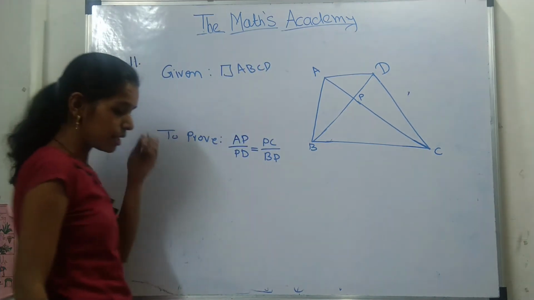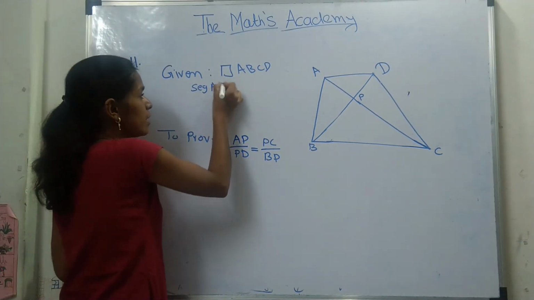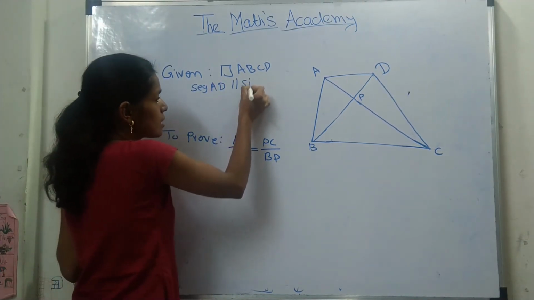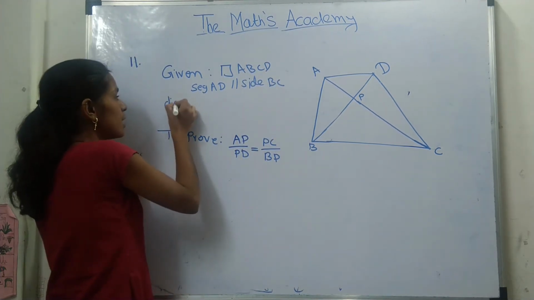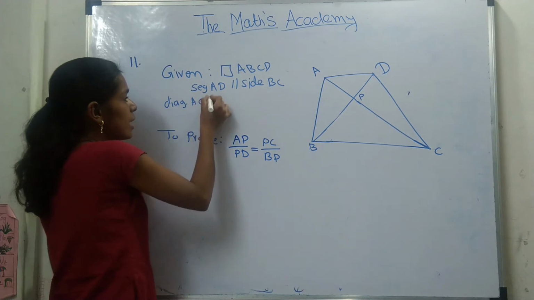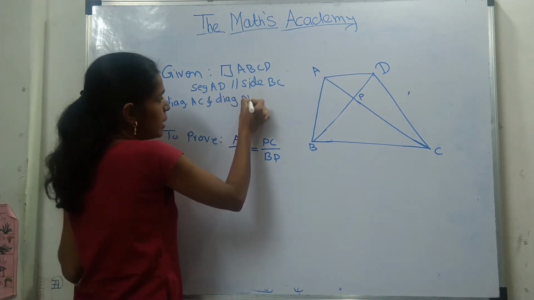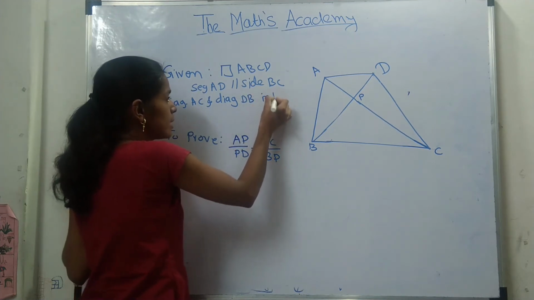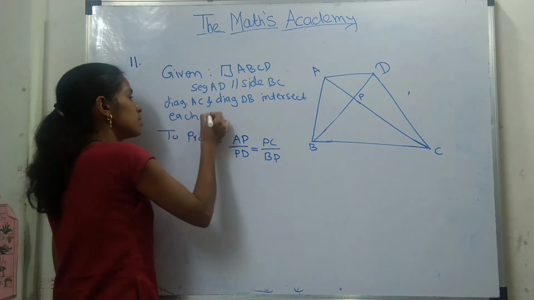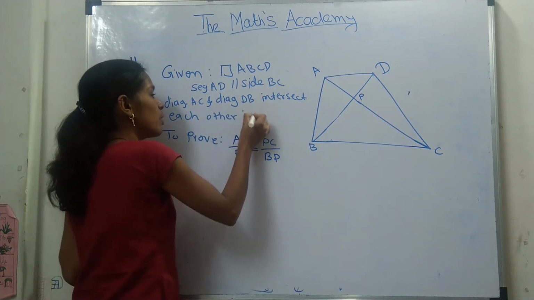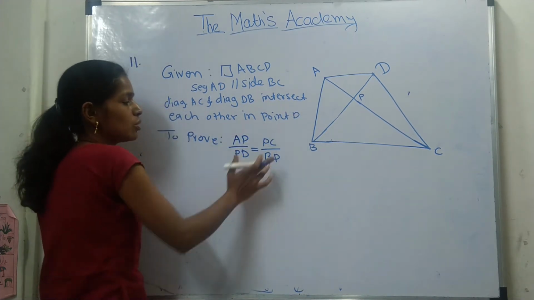In this quadrilateral ABCD, segment AD is parallel to side BC. Also it is given that diagonal AC and diagonal BD intersect each other at point P. And you have to prove AP upon PD is equal to PC upon BP.